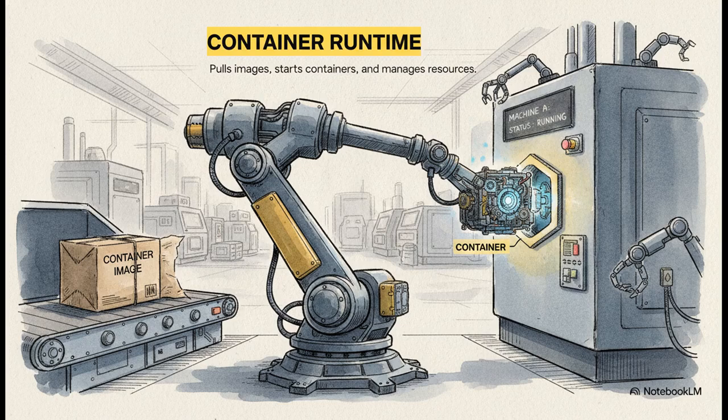And working right alongside the kubelet is the container runtime, which handles the actual physical mechanical tasks. Once the kubelet gets the orders to run a pod, the container runtime steps up. It's responsible for reaching out to a registry, pulling down the necessary container images, physically starting and stopping those containers, and managing their local compute resources right there on the node.